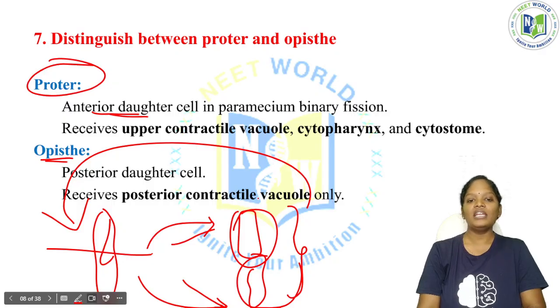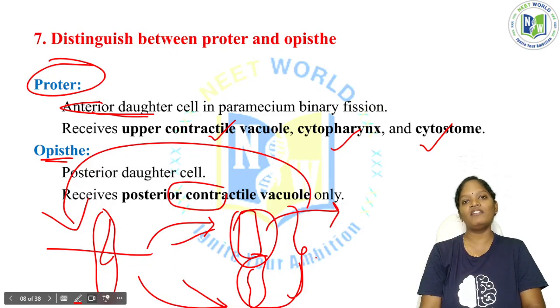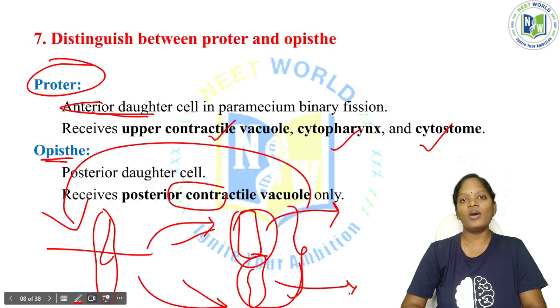Okay, and here the proter, that is the anterior daughter cell, will receive the contractile vacuole, cytopharynx, and cytostome from the parent individual, and the opisthe, that is the posterior daughter cell, will receive the contractile vacuole only, which is present in the posterior side of the parent. Then how will these develop into a paramecium? Whatever organelles are not present in the daughter cells will be synthesized by themselves later.